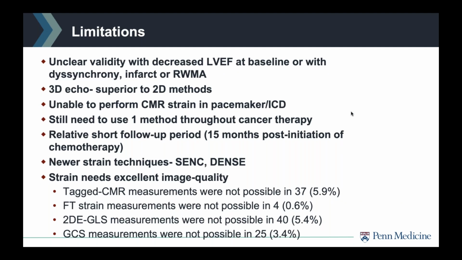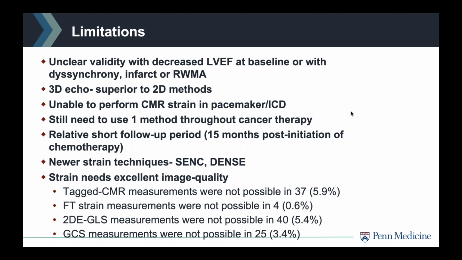So what are some of the limitations for our study, which we just talked about? There's unclear validity or utility of strain in patients with decreased LVEF at baseline who have dyssynchrony, infarct, or regional wall motion abnormalities. 3D echo is superior to 2D methods, so we still need more data on the utility of 3D echo measurements, and being unable to perform CMR strain in patients who have a pacemaker and ICD is another limitation. And like we talked about earlier, we still need to use one method throughout the cancer therapy. And another limitation is a relatively short follow-up period. It's only 15 months post initiation of chemotherapy.